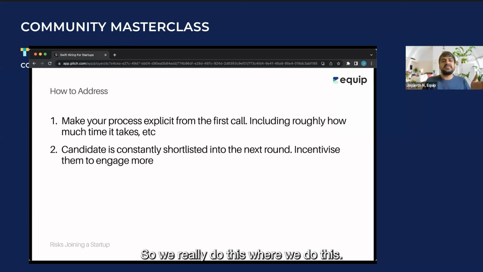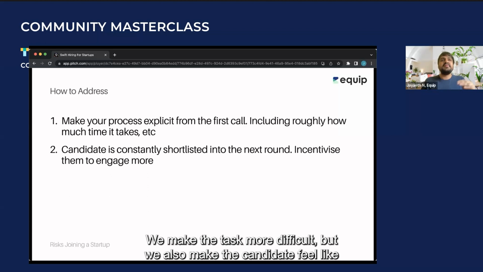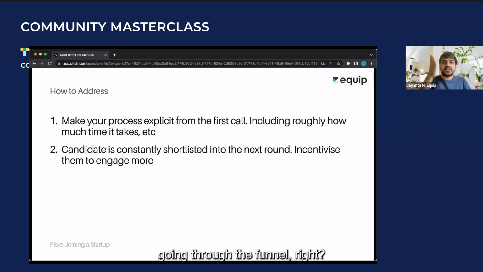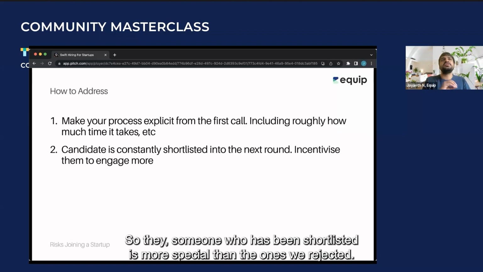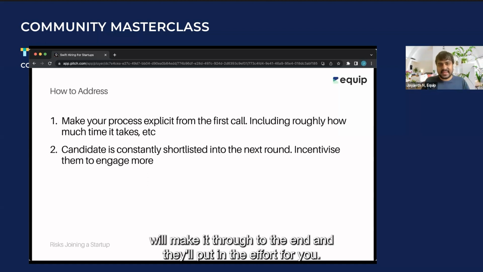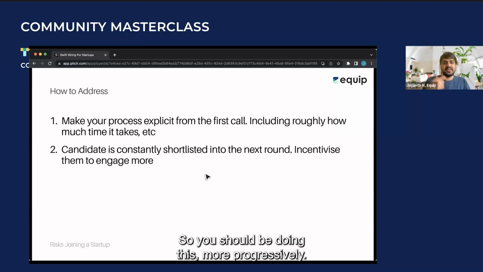So we really do this, we make the task more difficult, but we also make the candidate feel like they are in that funnel, they're going through the funnel, right? So someone who has been shortlisted is more special than the ones we rejected. They need to feel that. And then they will get confidence that they will make it through to the end, and they will put in the effort for you, right? So you should be doing this more progressively.